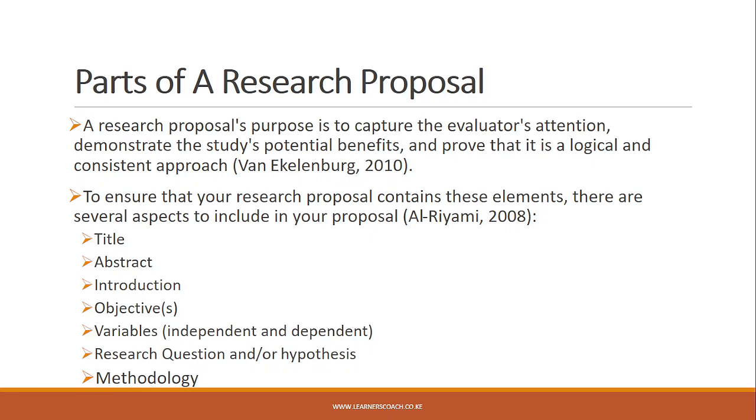So we are going to borrow heavily on the research that was done by Al-Riyami, that is 2008, across our discussion. So a good research proposal should include a title, an abstract, an introduction, objectives, variables, research questions or hypotheses, and methodology. We're going to take a lot of time understanding all these elements one by one, because they're very, very critical. We need to understand how we can write a good title, how we can come up with an abstract, and so on.